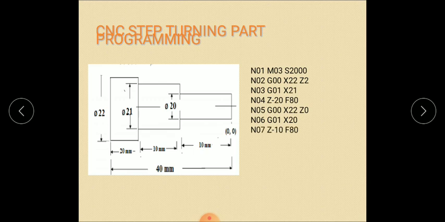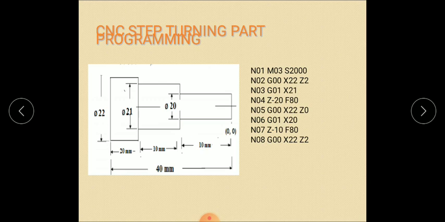Next, z minus 10 f80. Now we need to get this step turning. So what you are doing here, you are giving z minus 10, that is the negative direction, and the feed is 80 mm. Next, the tool comes in these positions, removing the amount of material.